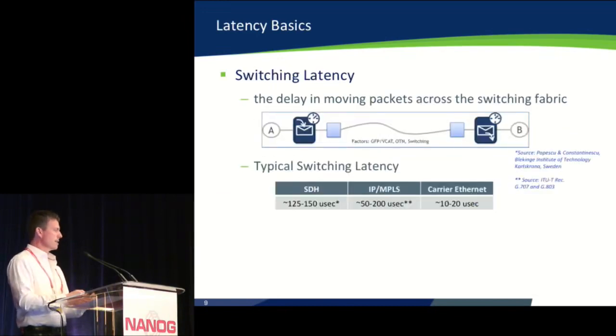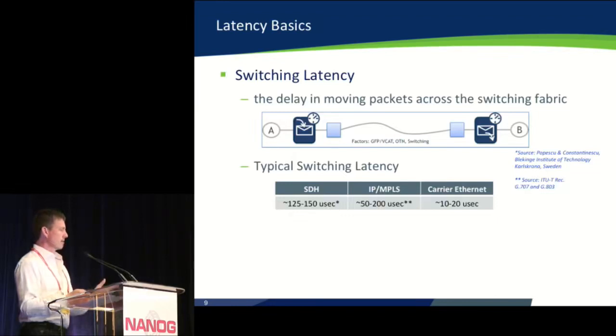Finally, you have switching latency. So in a traditional SDH or Sonet network, you can see for a TDM fabric, your latency through the switch is between 125 and 150 microseconds. You might notice 125 being the 8 kilohertz frame boundary.